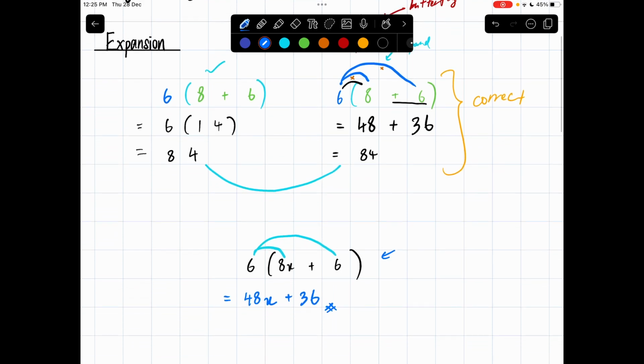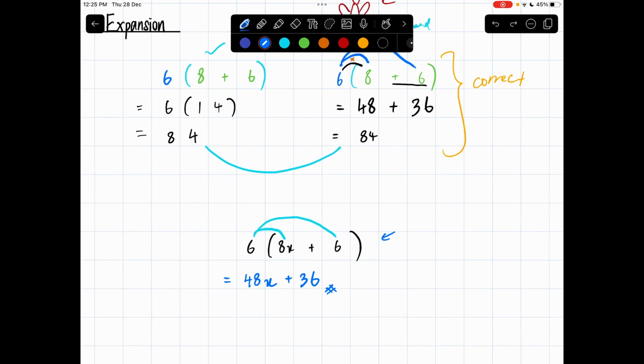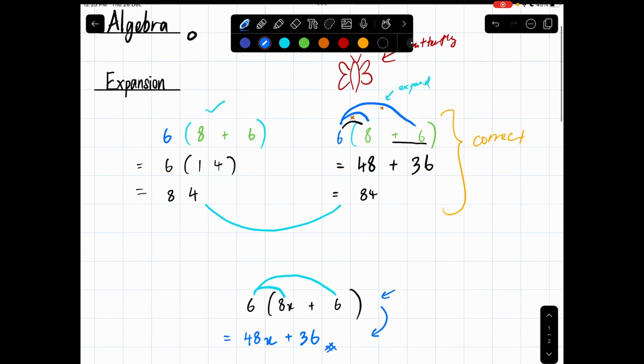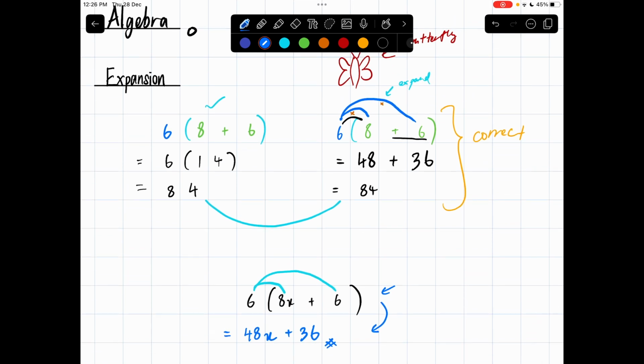So just remember, expansion is when you can't add up the numbers inside the bracket, which forces you, there's no other way, to expand it with the number outside the bracket so that you get a simplified version of it. Remember, you are not solving it. Solving means you're finding the value of x. Now you are just simplifying the expression. And this is algebraic expansion. If you can't understand the concept, I would recommend you to watch this part of the video one more time so that you get a better understanding of it.